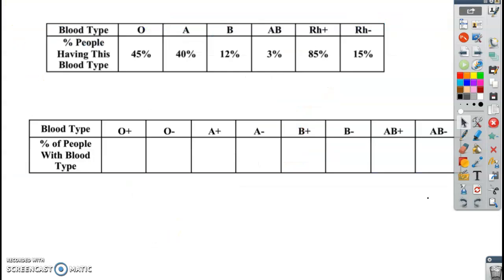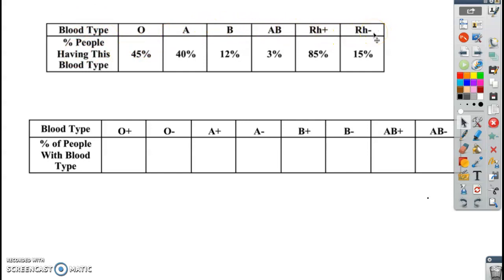Now, let's get started on the actual worksheet. On the front page, the first part of it tells a lot of the information that we just talked about. Okay? And so, let's go at the bottom. You see a chart that looks something like this one up here at the top. It says blood type O, A, B, AB, and then it has Rh positive and Rh negative.